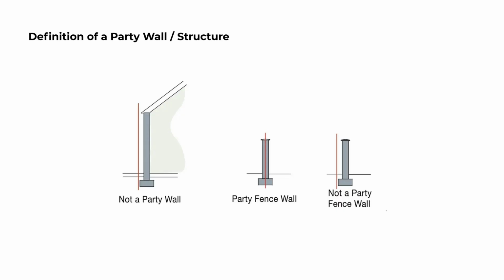A party fence wall is a masonry wall astride a boundary serving separate land ownerships, but it does not form part of a building structure itself. Walls that lie entirely on one owner's land and are not shared do not fall under this definition.